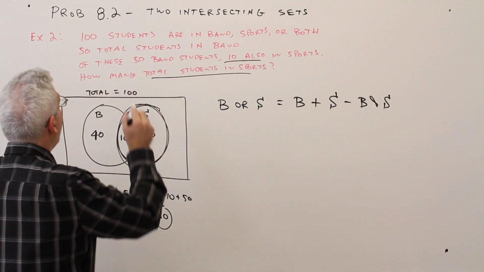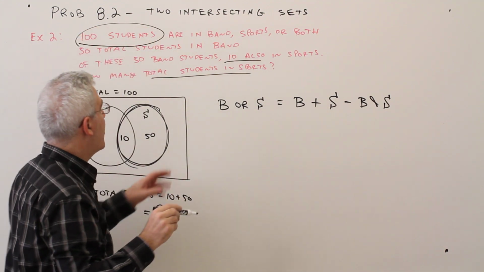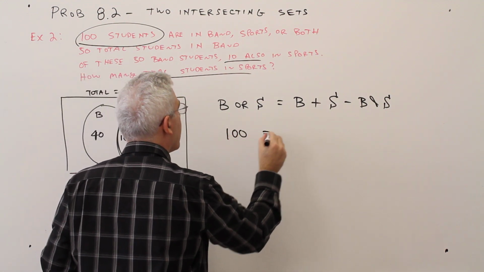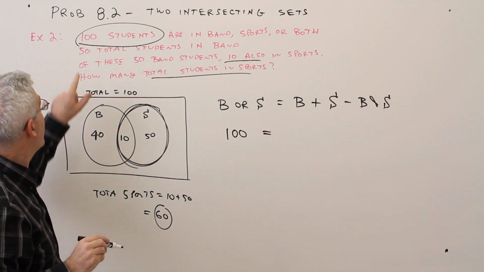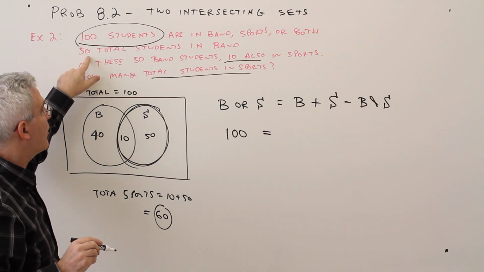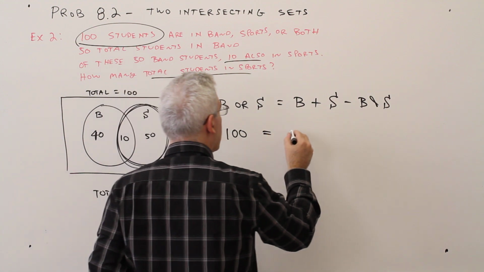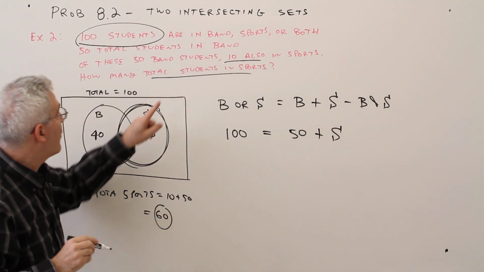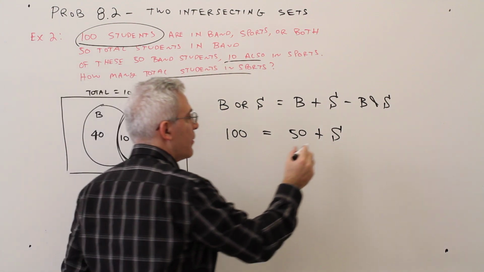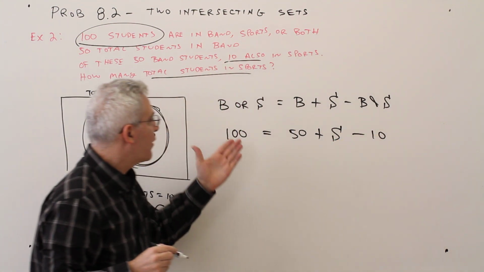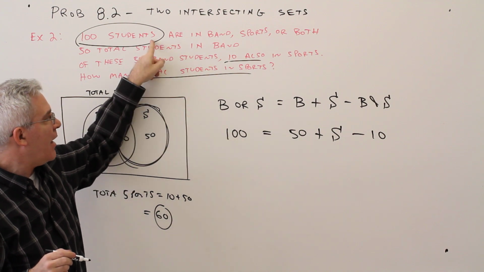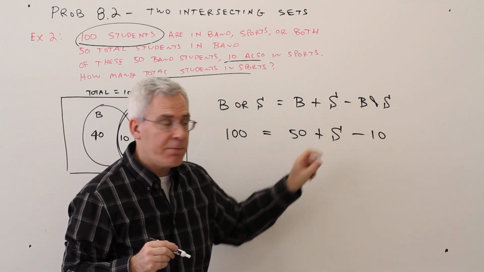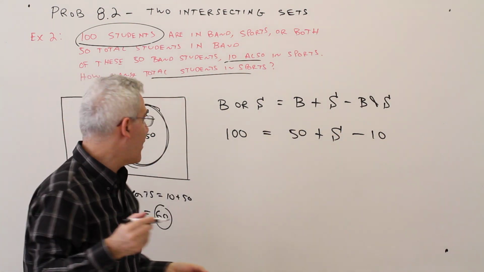Well, they gave me the 100 students that are somewhere in here, so I've got the 100 here. They told me I've got 50 students in the band. I don't know how many total are in sports, and they told me that I've got 10 in both. So just filling out those quantities, again, the 100 in either, the 50 in band, and the 10 in that football. And then I could just algebraically solve that.